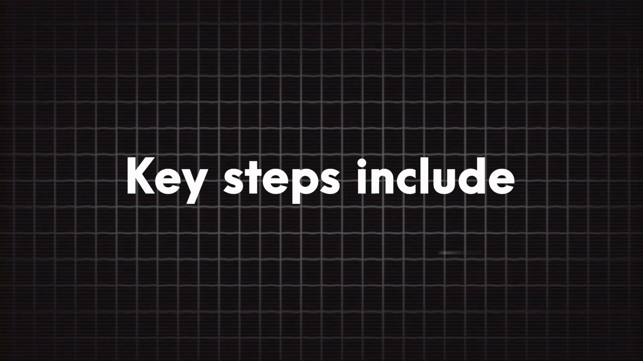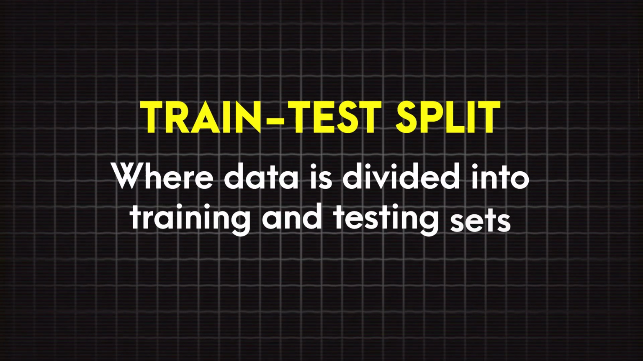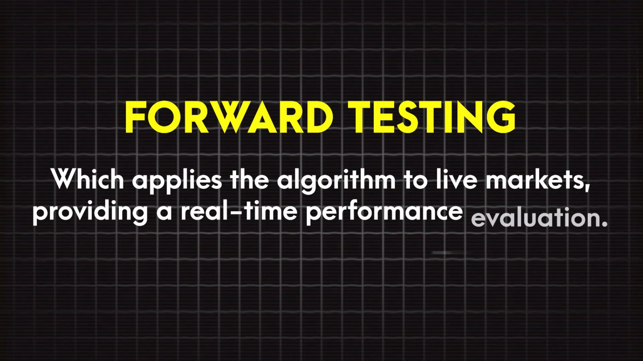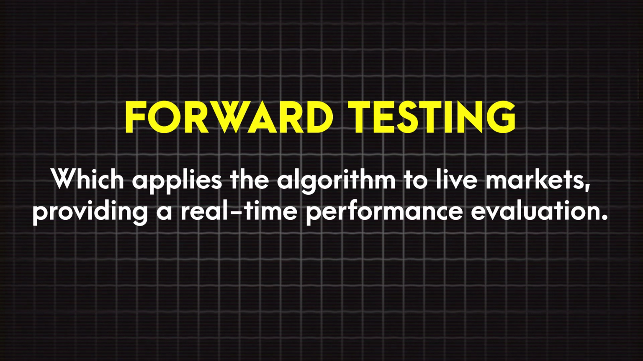Key steps include the train test split, where data is divided into training and testing sets, and forward testing, which applies the algorithm to live markets, providing a real-time performance evaluation.